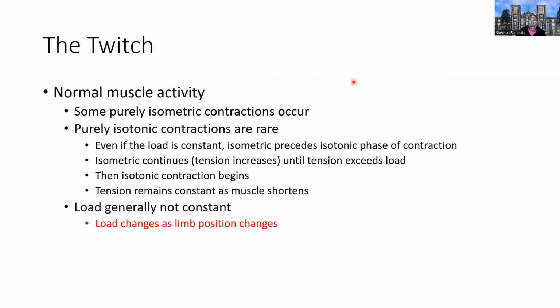Okay. Now, when we think about the normal muscle contraction or the twitch, we can have some purely isometric contractions. Again, if you try to lift something that's just impossible for you to lift, it's purely isometric. We can also have isometric contractions preceding isotonic contractions. But usually it's very difficult to see purely isotonic contractions. So isotonic contractions by themselves are very rare.